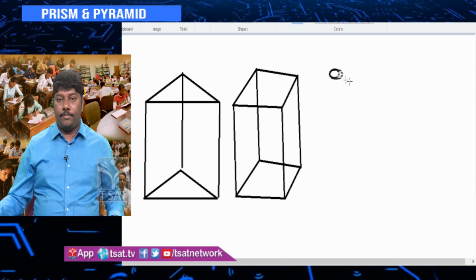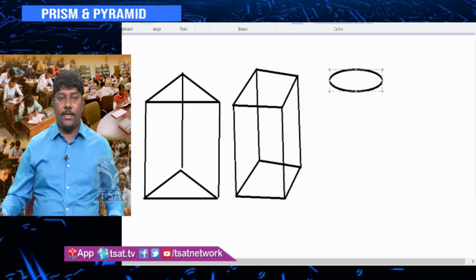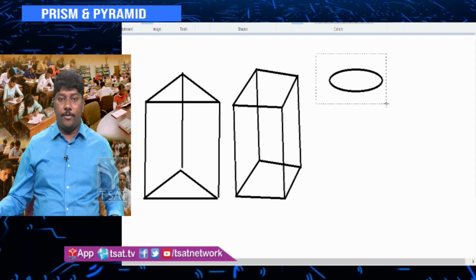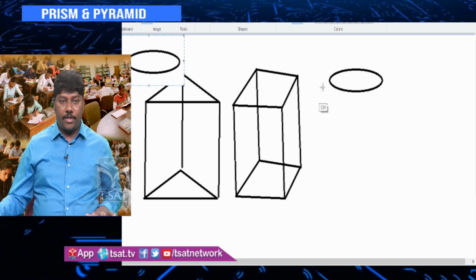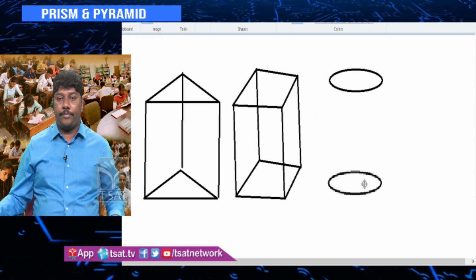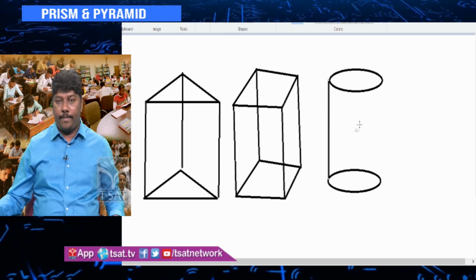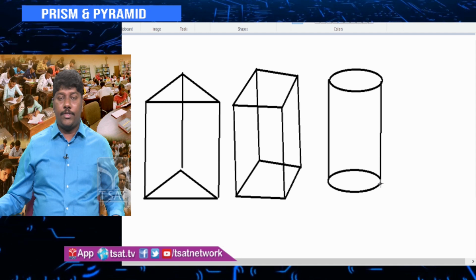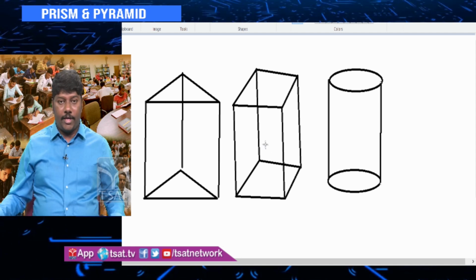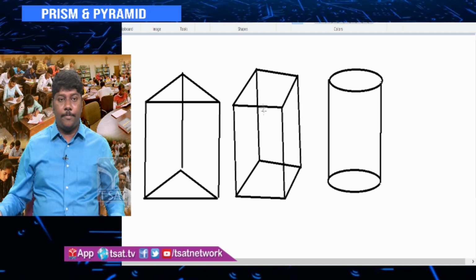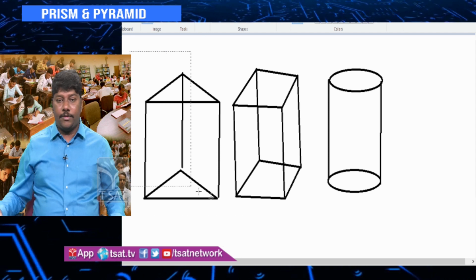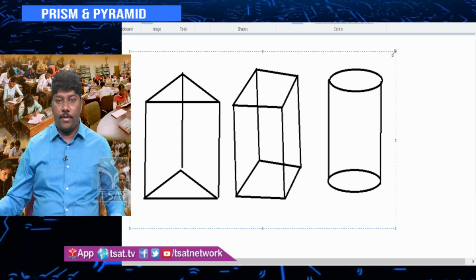If I take a circle, both up and down surfaces are circles, you call it a circular prism. A circular prism is also called a cylinder. So this is a rectilinear figure, both ends are n-sided polygons and it is connected using rectangular surfaces.